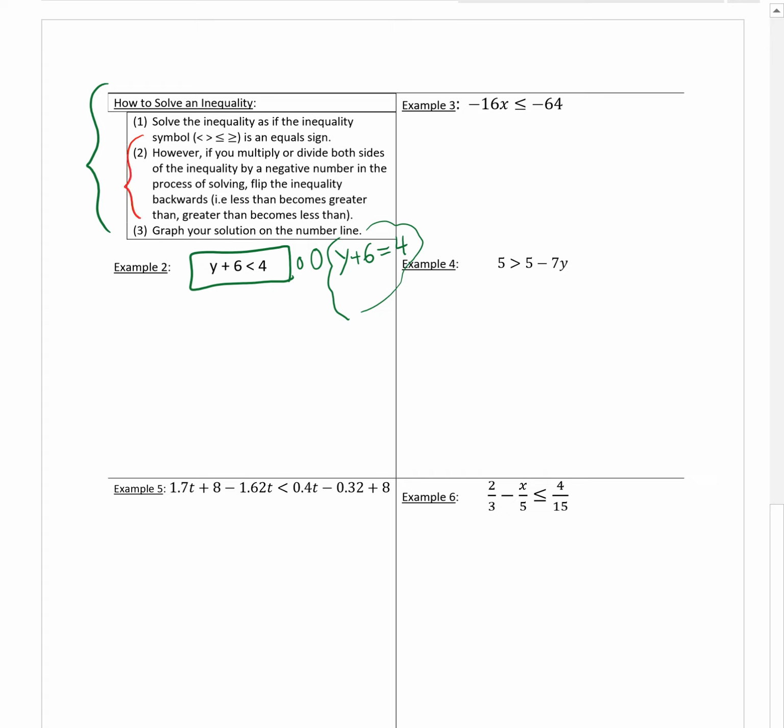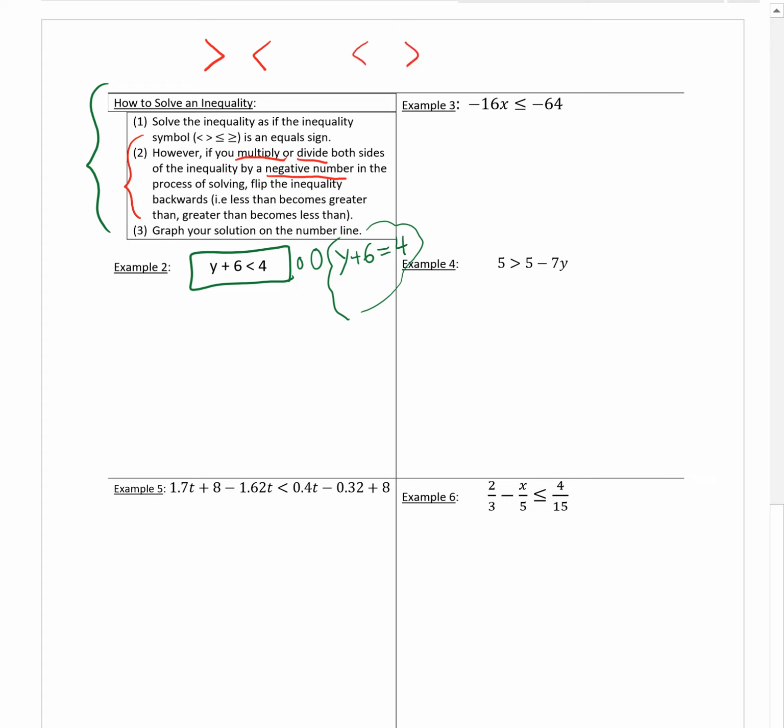It says, if you multiply or divide both sides of the inequality by a negative number as you're solving, you're moving things over, isolating your variable, and you happen to have to divide or multiply by a negative number, then you have to flip the inequality backwards. What they mean is if it started out as a greater than, it's going to change to a less than. If it started out as a less than, it's going to change to a greater than.